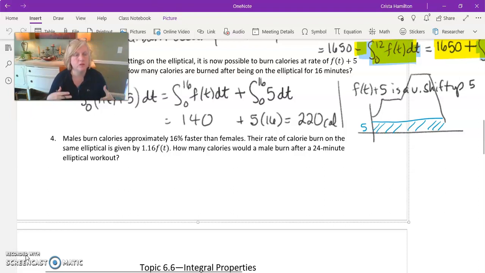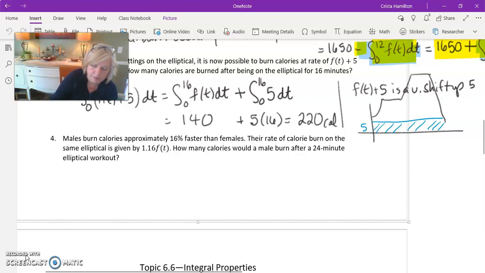So now coming back to our elliptical scenario, we also know that unfortunately for those of us that are females, most males burn calories a little bit faster than females. So a male burns calories 16% faster than females. I don't know where this number came from. This is from the CalcMedic website, so I have no idea if this is actually true or grounded in real data, but I would assume that they've done some research on this. So their rate of calorie burn is 116% of what it was for the female.